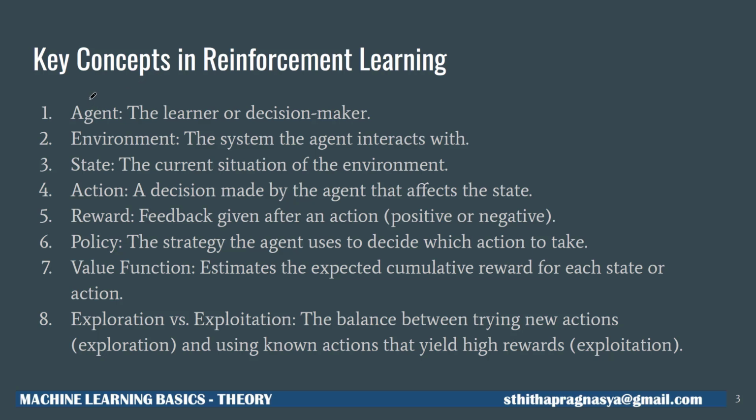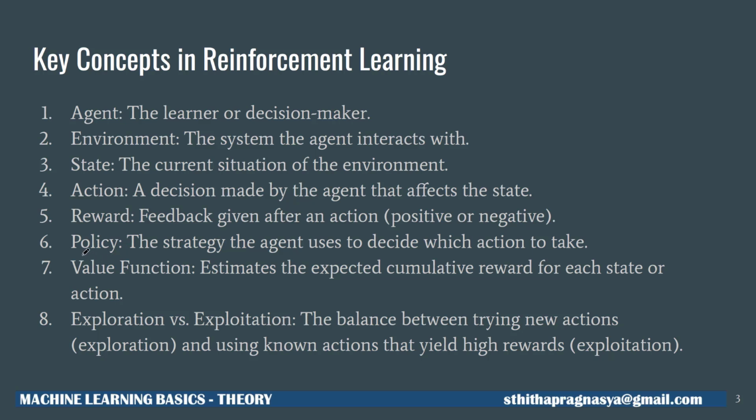First, as I said, there will be an agent, the learner or decision maker that interacts with the environment. And then you have the environment, the external system with which the agent interacts, receiving states and rewards based on its actions. And then you have something called state, which is a representation of the current situation or condition in the environment. And action, which is a decision or move made by the agent that affects the state of the environment. And reward, which is feedback received by the agent after taking an action. It can be positive, which is a reward, or negative, which is a penalty.